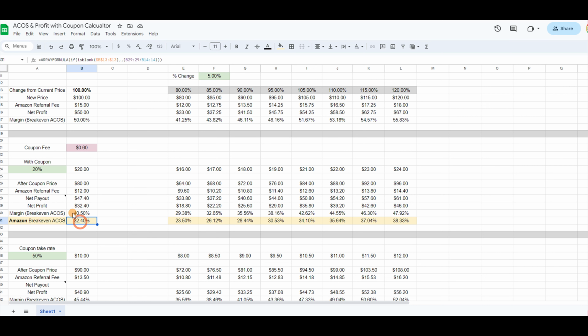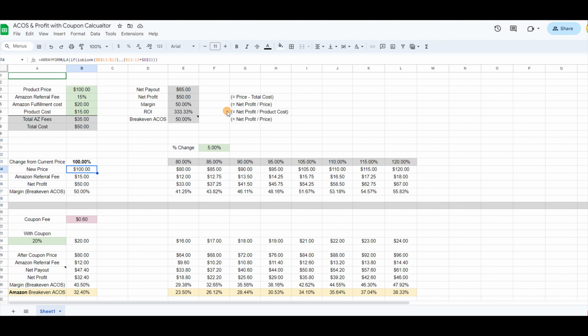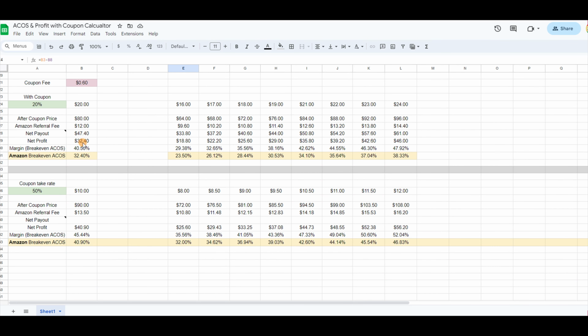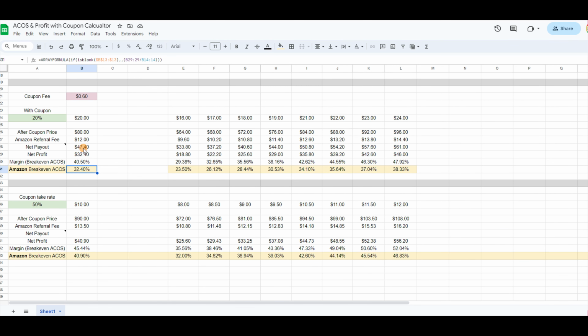So if Amazon's reporting that you have, say, 40% ACOS or 45% ACOS, what that means is you're spending $40 for every $100 sale, or $45 for every $100 sale. But since you're offering a coupon, each $100 sale is really only an $80 sale. So instead of having a $100 sale and your net profit being $50, which in that case, if you spent $40 or $45 per sale, it would be no problem. In reality, you're only getting $32.40 from Amazon for each sale. So if your ACOS is above 32.4%, you are losing money.